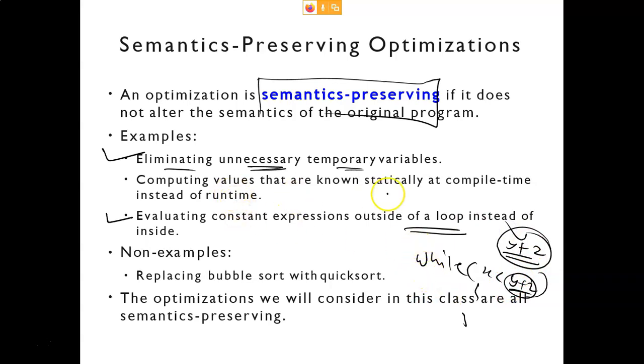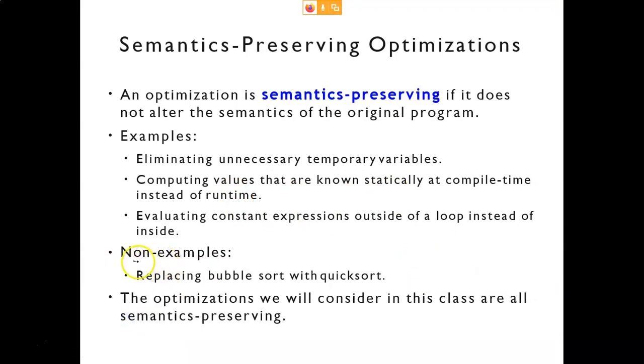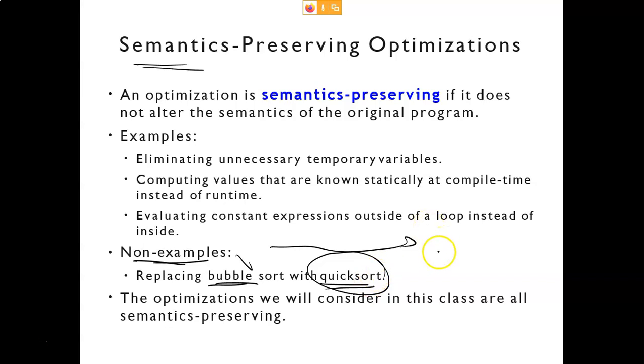So what are the things that are not allowed? If you are completely changing the behavior, the semantics of the program, that is not allowed. For example, your original program is doing bubble sort, and after optimization you make it quick sort. This is not allowed. Or your original program is doing bubble sort and you change it into merge sort. No, that is not optimization. That is a completely different thing. That is not called optimization.